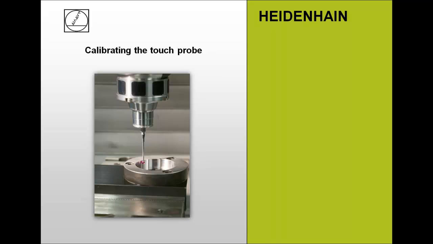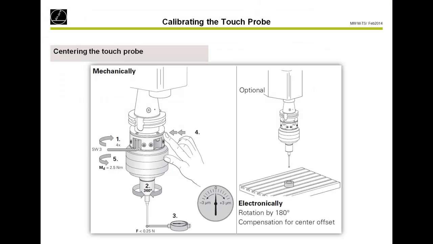Calibrating the touch probe is an important thing, because only if we have a calibrated system are our results reliable. If we do not have a calibrated touch probe system, then our probing results are not useful for us. So it's always important to have a well calibrated touch probe system. The first thing we should do is center our touch probe. So, centering.